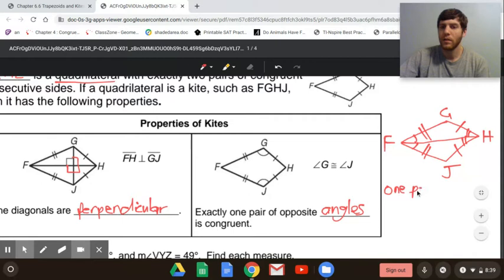One pair of opposite angles is bisected by the diagonal.